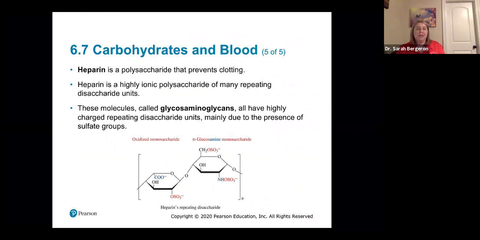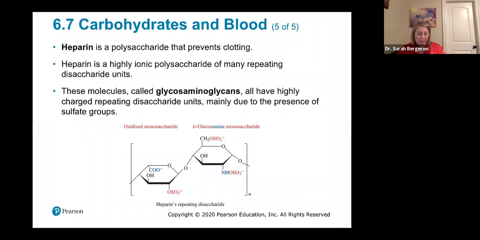All right. The other important carbohydrate that we're going to talk about in terms of blood is called heparin. Heparin is an ionic polysaccharide, and it's an ionic polysaccharide because it has many, many disaccharide units. I know they're only showing 2, but you have to remember that there are going to be additional disaccharides, and then another, and another, and another.